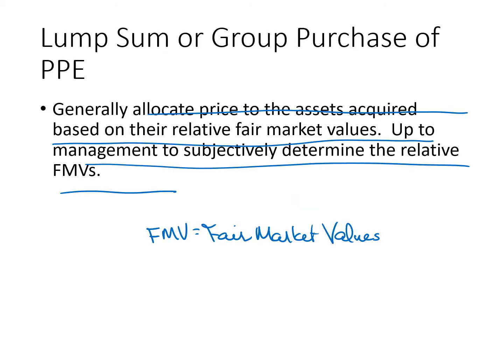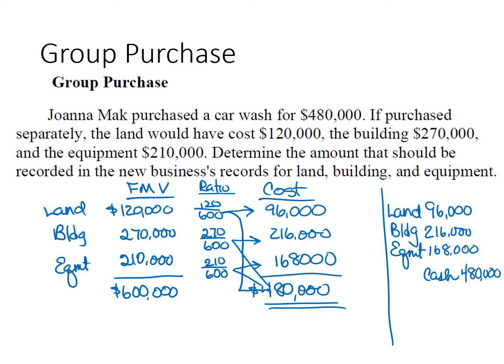All right, now what do we do when we have a lump sum or a group purchase? Generally, you allocate the price between the assets acquired based upon their relative fair market values. And it's up to management to decide what the relative fair market values are, but generally how you do it is you go and get an appraisal of the various components of your purchase, and you allocate accordingly. So let's see how it's done.